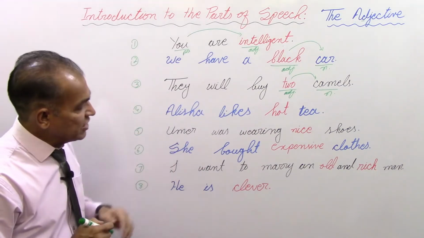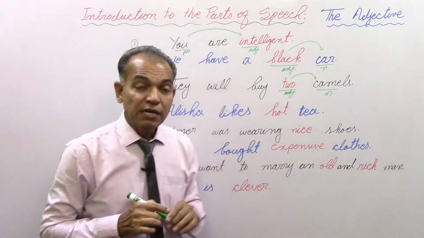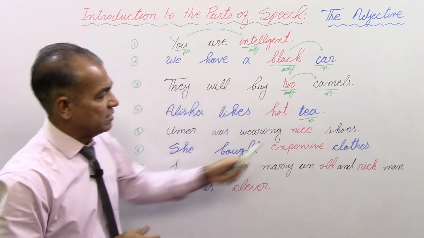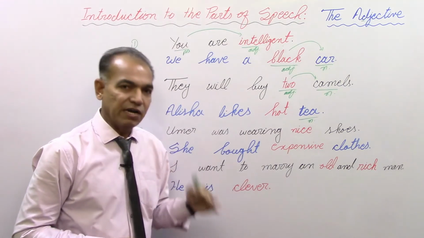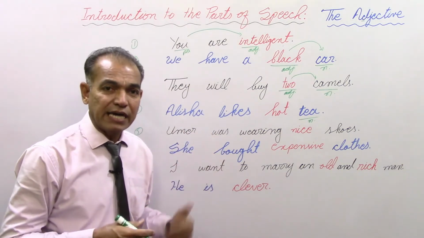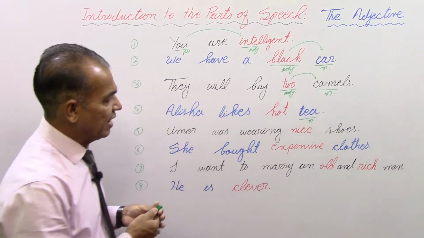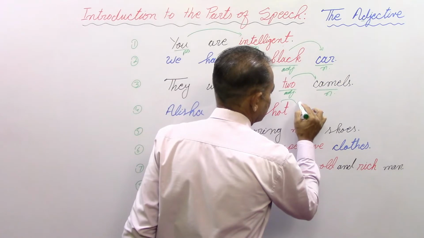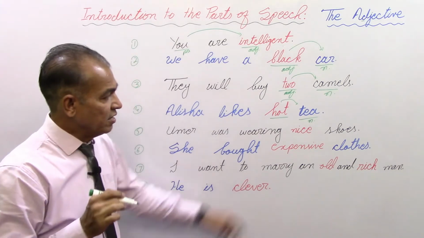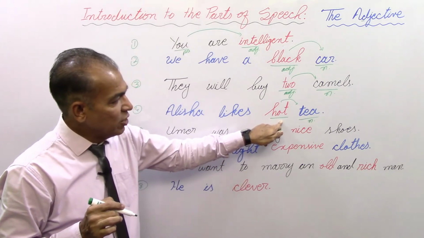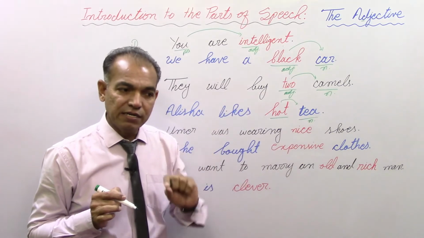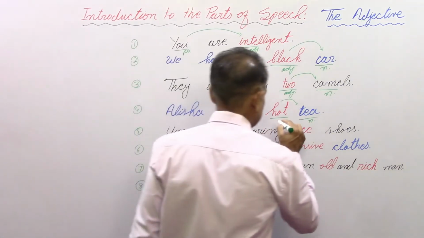Okay, Alisha likes tea. Now tea is a noun, you can test it. Now you want to provide some extra information about the tea, what kind of tea she likes. There are different kinds of tea, you know very well. So now you want to tell the listener what type of tea Alisha likes. Alisha likes hot tea. What type of tea she likes? She likes hot tea. So by using this word hot, you have given extra information about tea, which is a noun. So the word that gives some extra information about a noun is called an adjective.